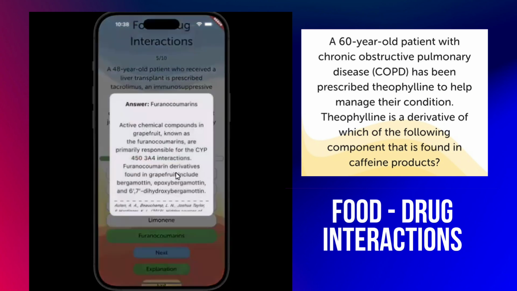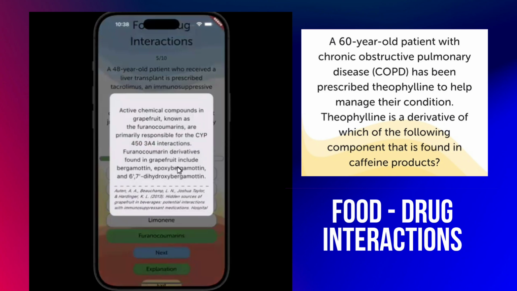Let's look at the explanation. Active chemical compounds in grapefruit known as furanocoumarins are primarily responsible for the CYP450-3A4 interactions, okay? Furanocoumarin derivatives are found in grapefruit, and they include bergamottin, epoxy bergamottin, and 6'7' dihydroxy bergamottin. Let's go to the next question.